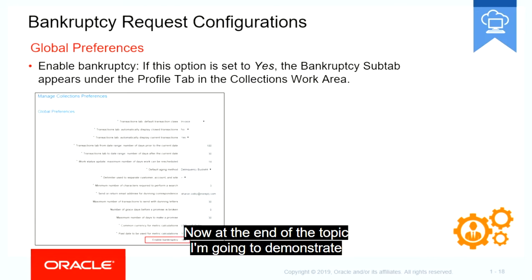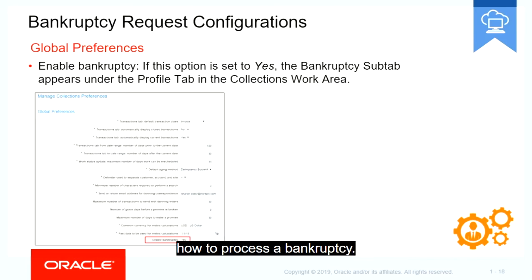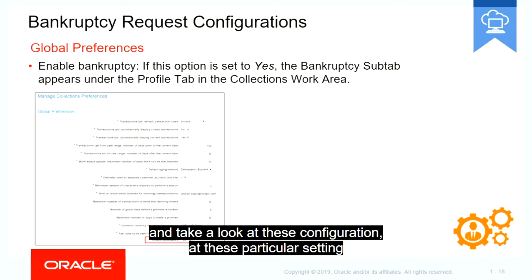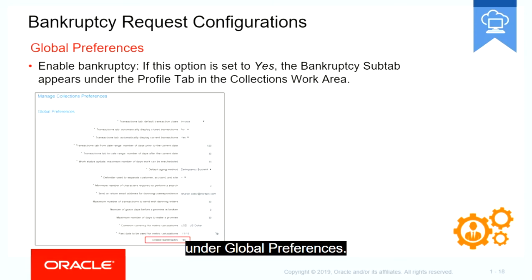Now, at the end of the topic, I'm going to demonstrate how to process a bankruptcy, so we are going to become very familiar with this bankruptcy sub-tab. For now, what we would like to do is go to the Functional Setup Manager and take a look at this configuration, at this particular setting under Global Preferences.